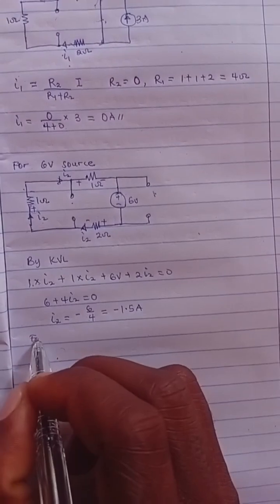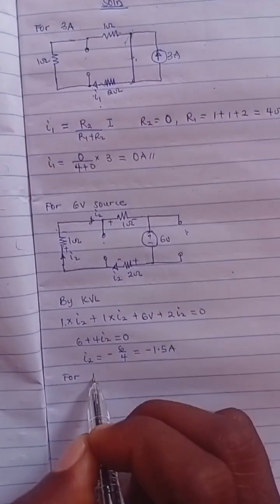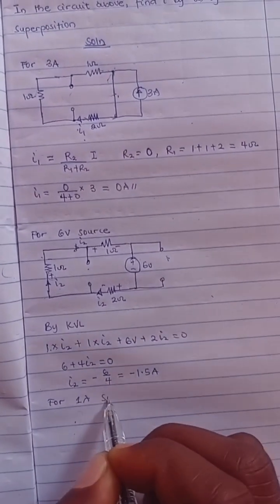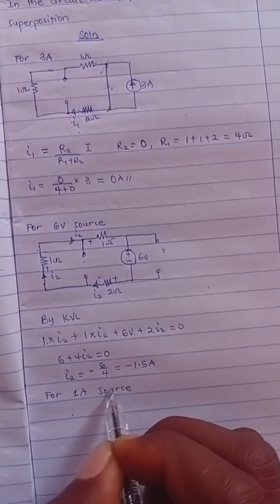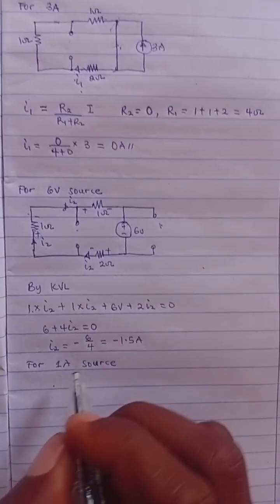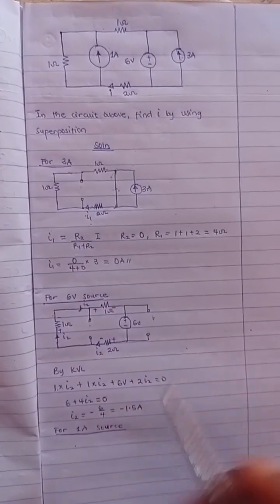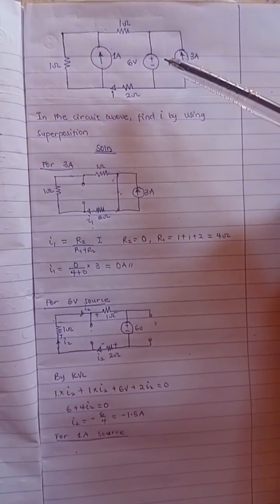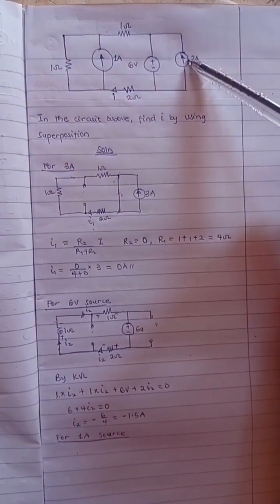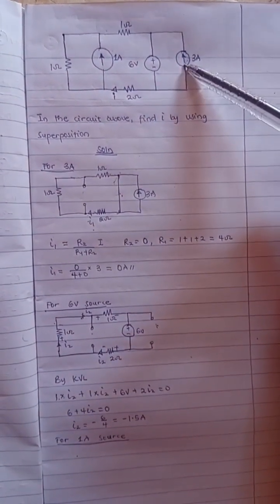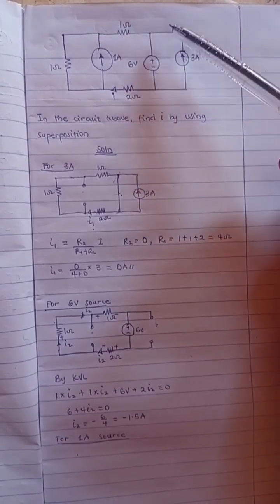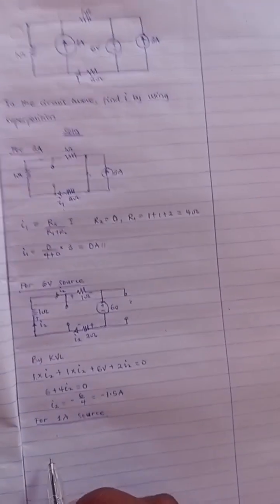Then for the third source, this very one, the 1 ampere source, you are considering the 1 ampere source. Now how do we rectify the issue? We rectify the issue for this very one by zeroing out the other sources. We zero out this with an open circuit, and we zero out this with a short circuit. So at the end of the day, we will have an equivalent circuit that looks like this.